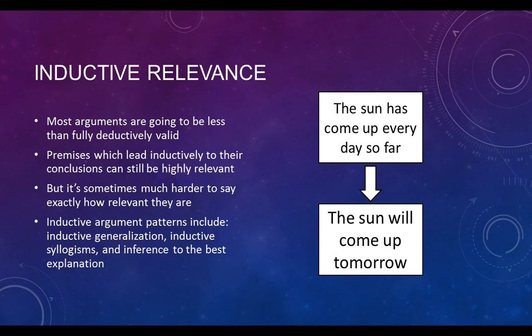Again, I think I said this at the beginning of the course: if you could say in general how relevant premises are to conclusions in inductive arguments, you would be finished with the scientific method. We would have worked out how to do science entirely. I take it that we haven't quite done that yet. Nonetheless, we have some good ideas about how induction works, right? We have some notions, and I'll give you a couple of inductive argument patterns that you can use to explain the relevance of inductive premises to a conclusion: inductive generalization, inductive syllogism, and inference to the best explanation. So let's do those now.